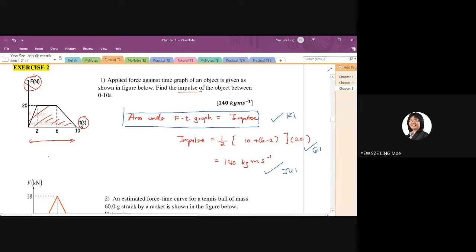Make sure to write it down in a complete form. So 1 minute for you to write it down. If you are done, you try question 2.